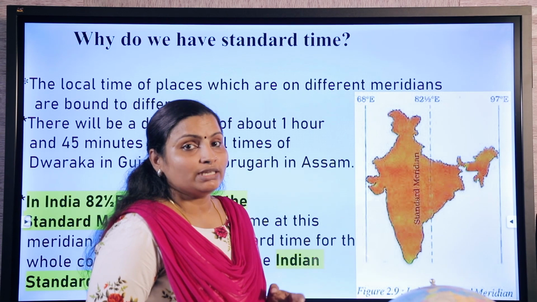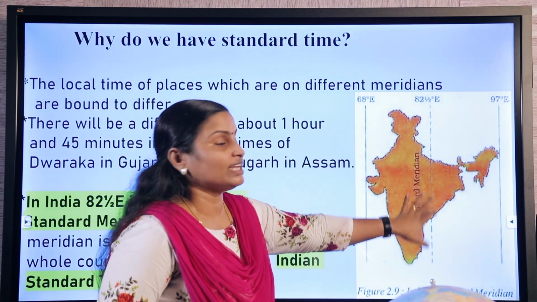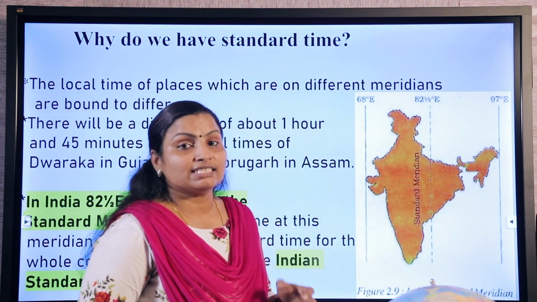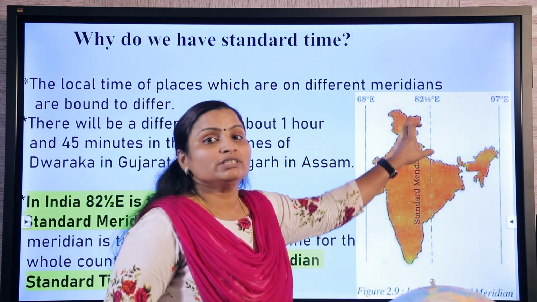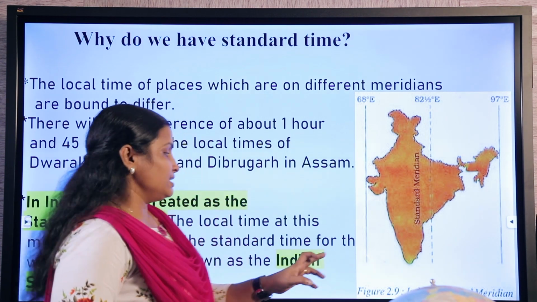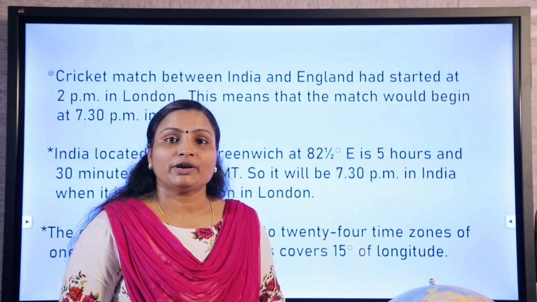So to calculate our standard time, we have taken the central meridian of India, that is 82.5 degrees east. It has been taken as the standard meridian of India. So the time on this meridian we take as the standard time of India. It is known as Indian Standard Time. This we can clarify with one more example.